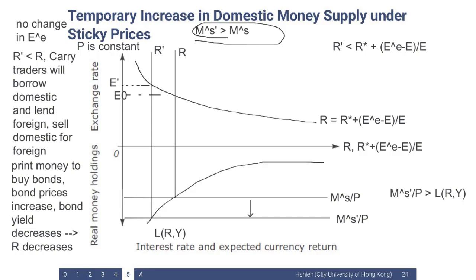And now we have a new equilibrium interest rate, R prime, and that intersects UIP at this point here. Just based on this graphical analysis, we can conclude that when the central bank decides to increase money supply under sticky prices, we have lower interest rates. Lower interest rates is going to actually increase E, or the domestic currency is going to depreciate.